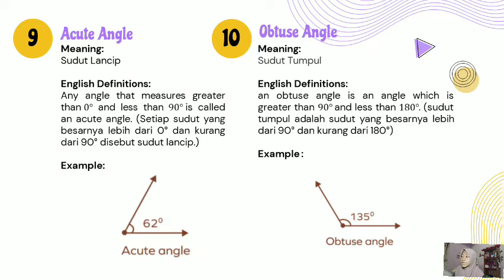Number 9, acute angle. Meaning is sudut lancip. English definition: any angle that measures greater than 0 degrees and less than 90 degrees is called an acute angle. Example for the picture. And the last, obtuse angle. Meaning is sudut tumpul. English definition: an obtuse angle is an angle which is greater than 90 degrees and less than 180 degrees. Example for the picture.